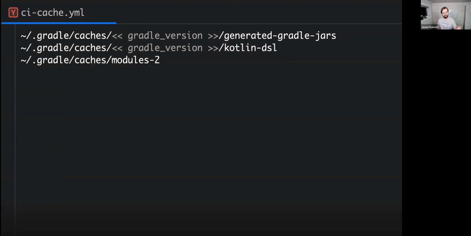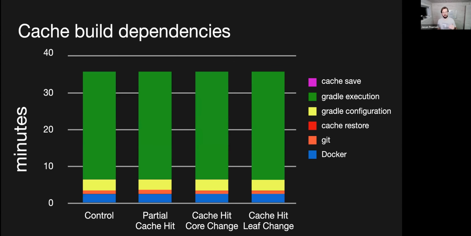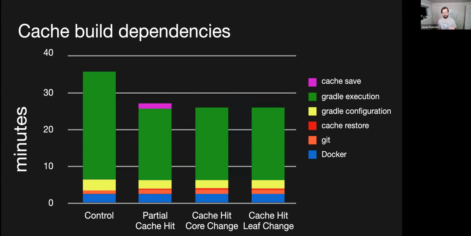So straight out of the box, if you write a YAML description of the different things you want to cache, and you just did this, you would have remote support on CI for your dependency caches. You wouldn't have to re-download dependencies every single time and re-resolve them, as long as they haven't changed build to build. That saves a decent amount of time. How much? About a fourth in the build that I'm talking about.